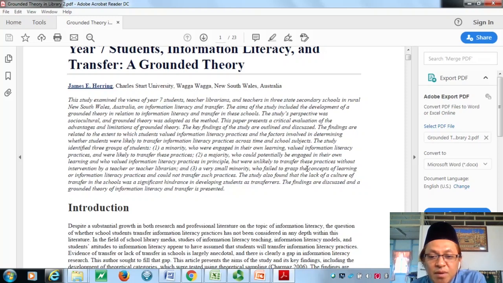Second, a majority who would potentially be engaged in their own learning and who value information literacy in principle, but were unlikely to transfer these practices without intervention by a teacher or a teacher librarian. They are not willing to share what they had learned in the information literacy class with the rest of their friends or colleagues. The third one, a very small minority who failed to grasp the concept of learning of information literacy practices and could not transfer such practices. They didn't learn much from the classes. This is the finding using grounded theory.